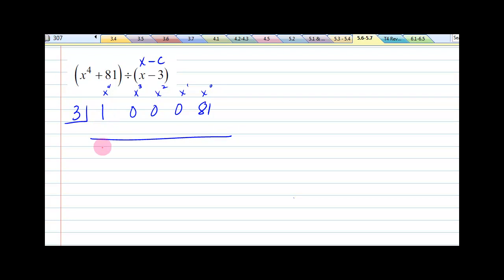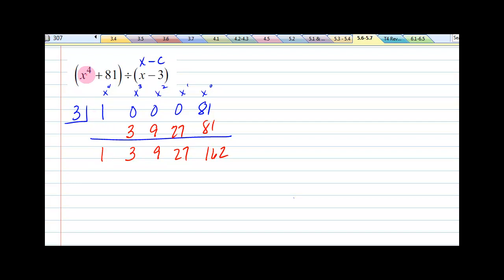We bring the 1 straight down and off we go. 3 times 1 is 3. Add straight down, we get 3. 3 times 3 is 9. Add straight down, we get 9. 3 times 9 is 27. Add straight down, 27. 3 times 27, 81. Add straight down, 162. This is my remainder, and I start with this term right here to write my answer.